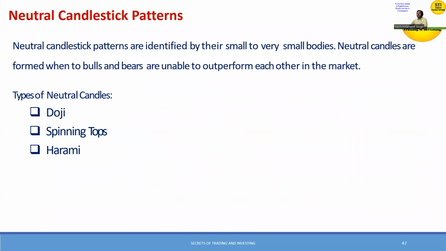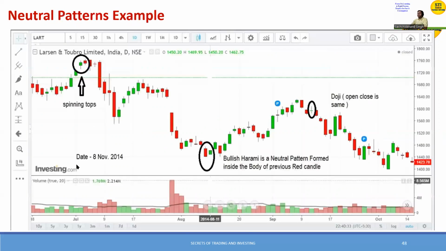Okay. A few candlestick patterns are called neutral. Those are the doji, spinning top, and the harami. Spinning top is a small candle. The color of the candle doesn't matter, so it will be a comparatively smaller candle with wicks both at the top and bottom. So that candlestick formation is called a spinning top.